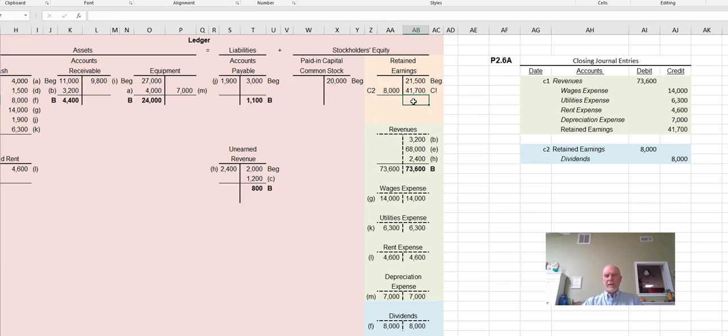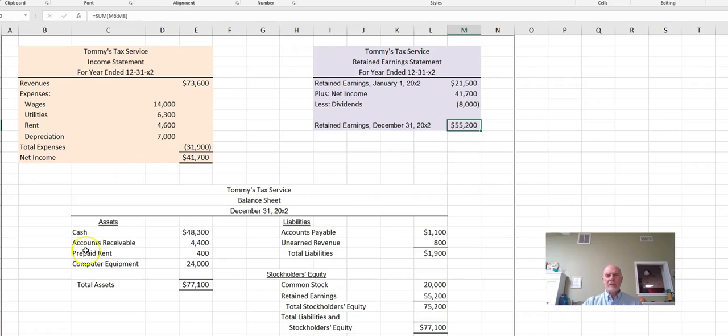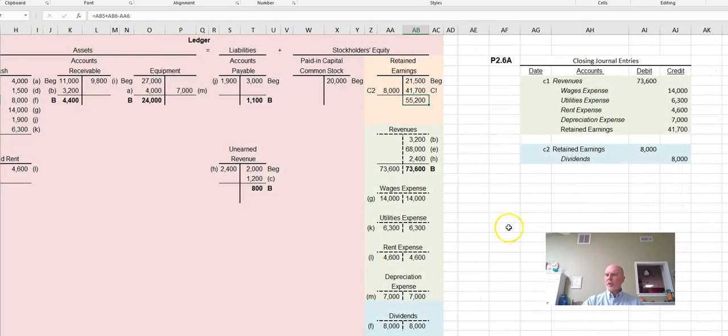And now the ending balance of retained earnings is equal to that $21,500 beginning balance plus the net income minus those dividends. $55,200, and that is exactly what we had calculated it to be on the statement of retained earnings. So again, the closing entries, it's not super complicated, but it is super important.